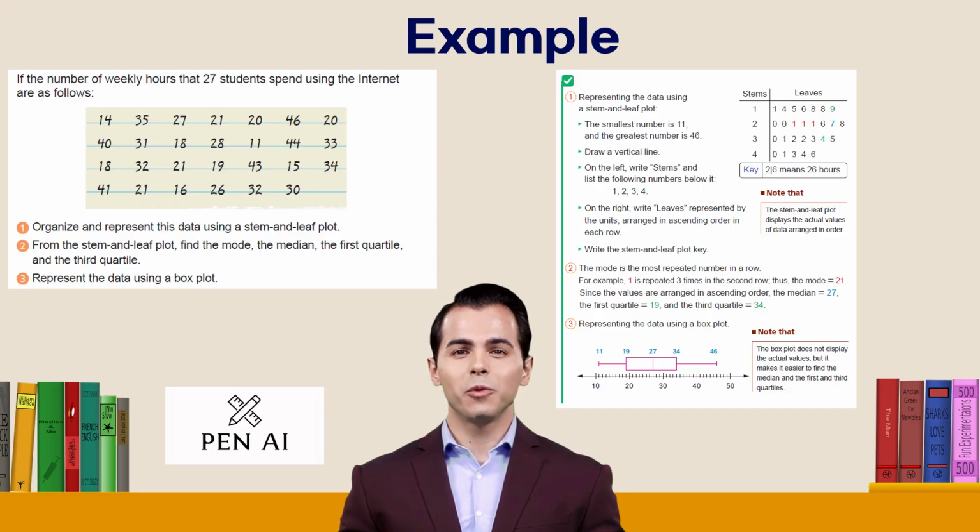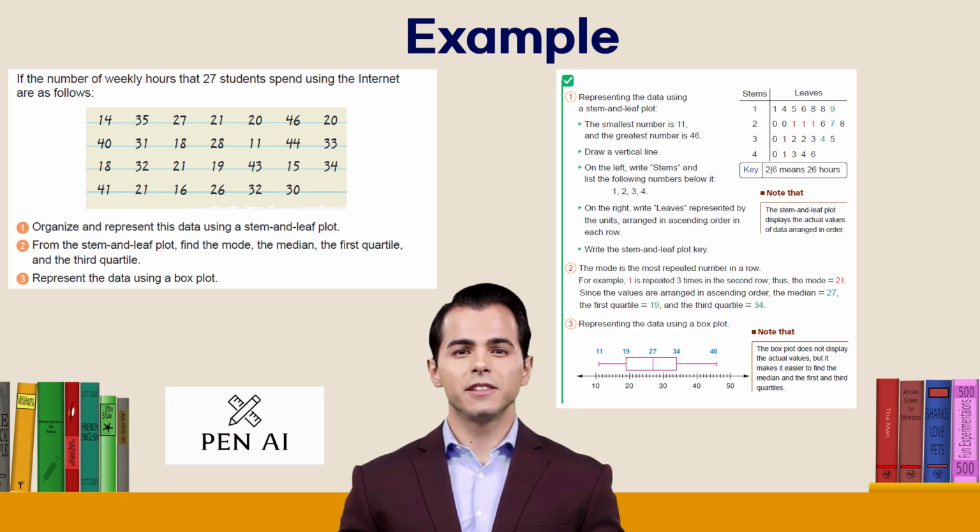Example: if the numbers of weekly hours that 27 students spend using the internet are as shown, first, organize and represent this data using a stem and leaf plot. Second, from the stem and leaf plot, find the mode, the median, the first quartile, and the third quartile. Third, represent the data using a box plot.